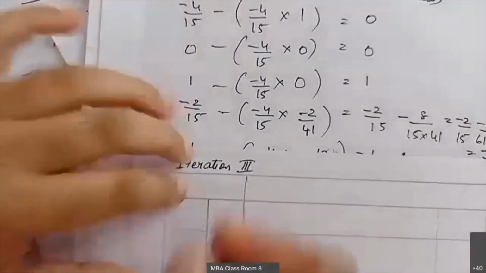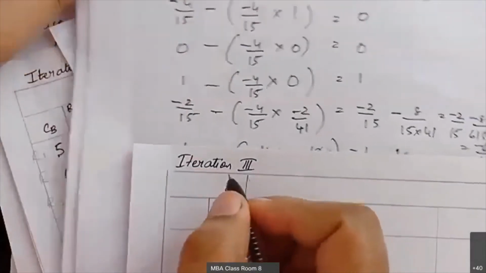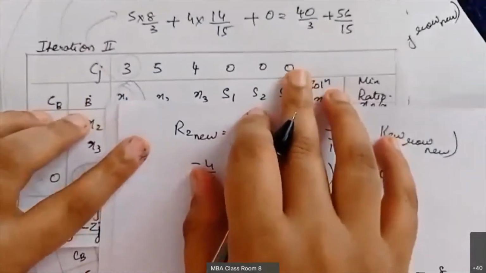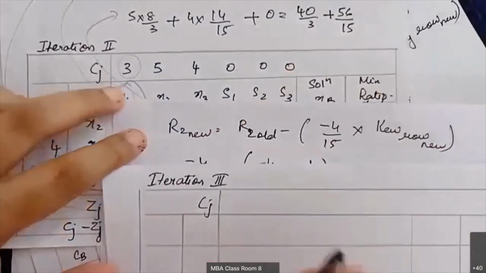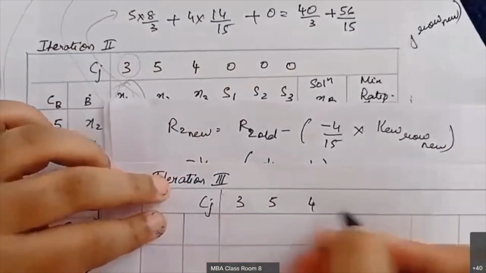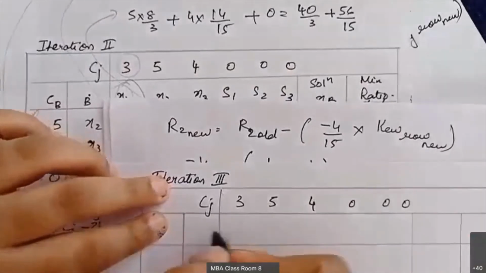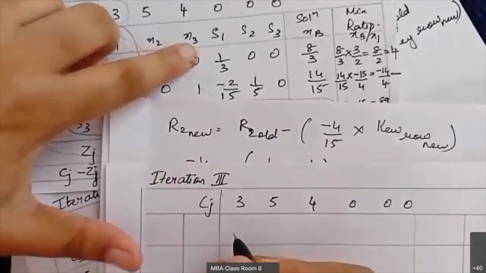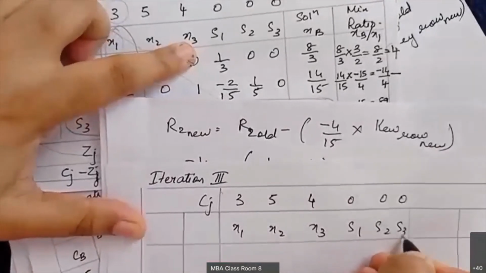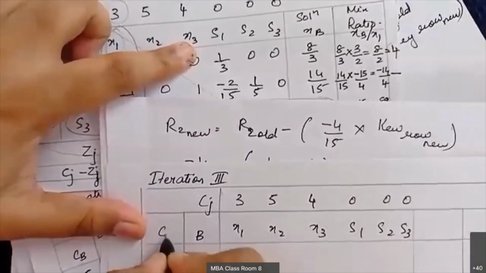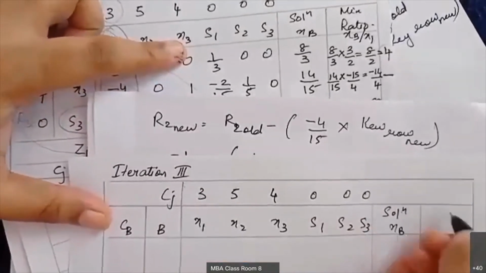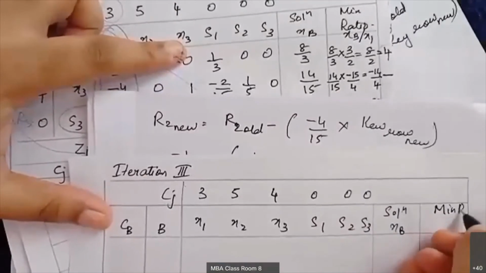Okay. So again, repeating the same steps. Cj, can you tell me the values of Cj? Coefficients of Cj means coefficients of the objective function, that will remain the same. Okay, so we have 3, 5, 4, 0, 0, 0. Now the variables will be here: x1, x2, x3, s1, s2, s3. Over here we have the basic variable. We have the coefficient of the basic variable. Here we have the solution that is represented by xb. Here we have the minimum ratio.